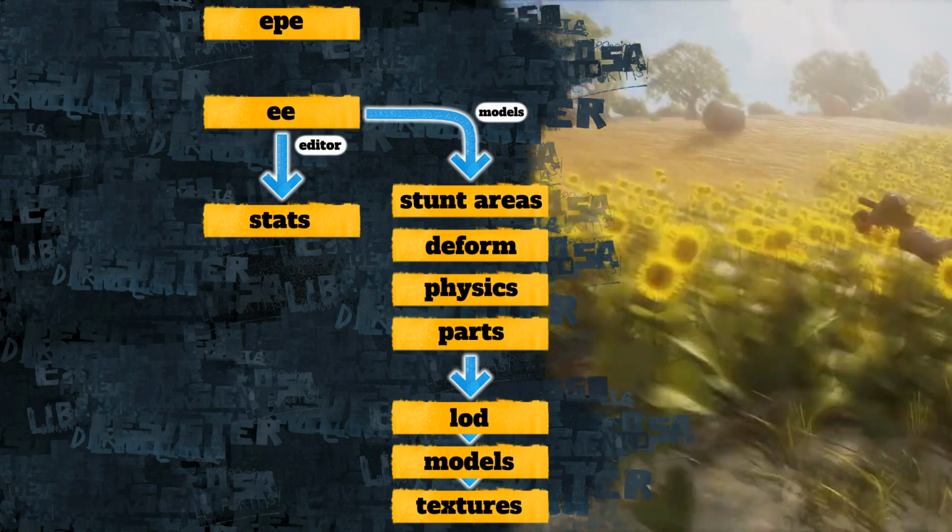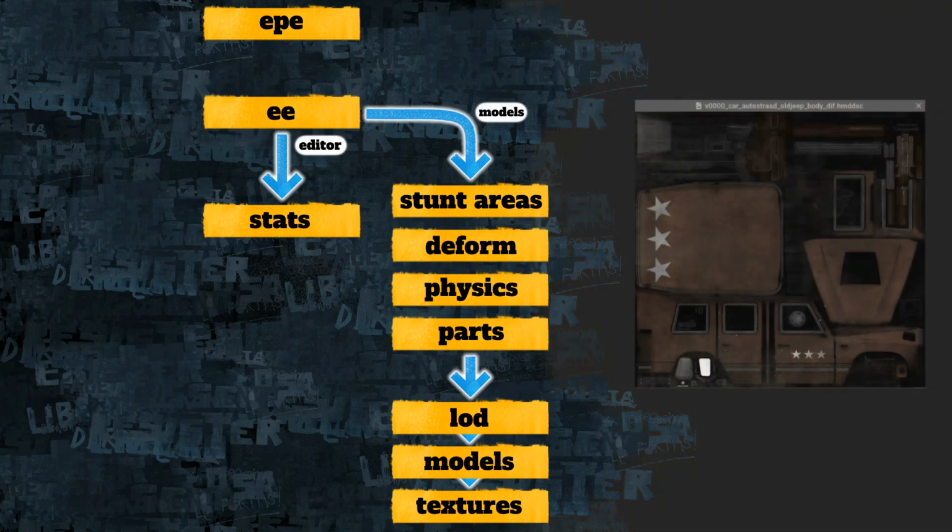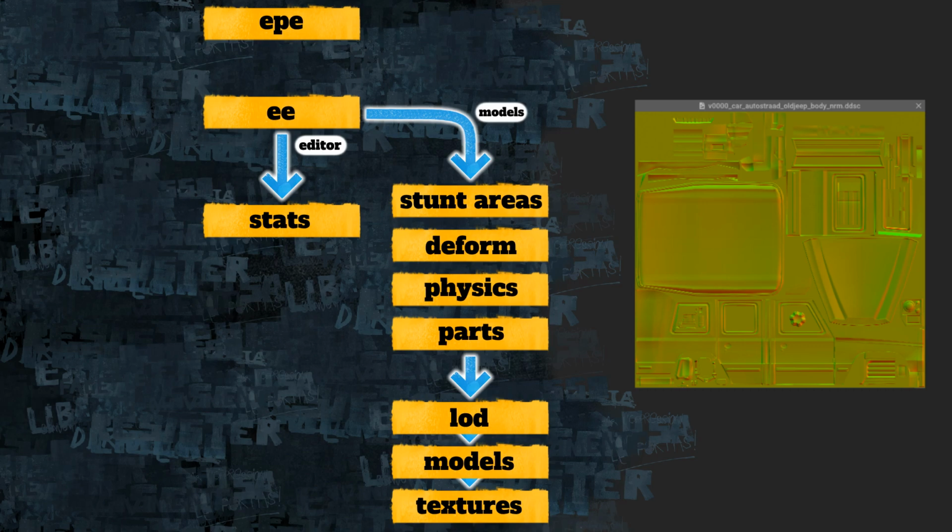There's different types of textures. Diff textures, short for diffusion, are the actual texture. So for the military Jeep, you can clearly see the military paint job on it. Next up are NRM textures, short for normal.